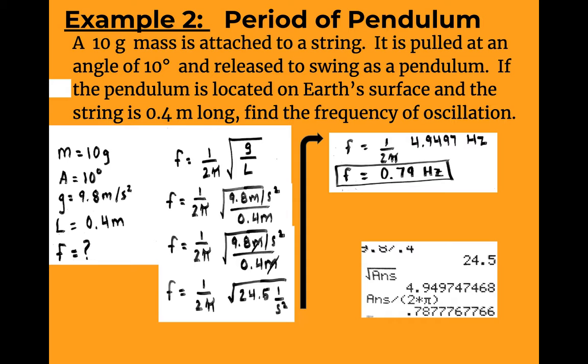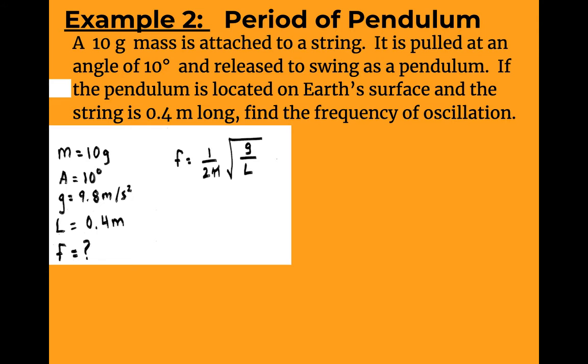A 10-gram mass is attached to a string. It is pulled at an angle of 10 degrees and released to swing as a pendulum. If the pendulum is located on Earth's surface and the string is 0.4 meters long, find the frequency of oscillation.